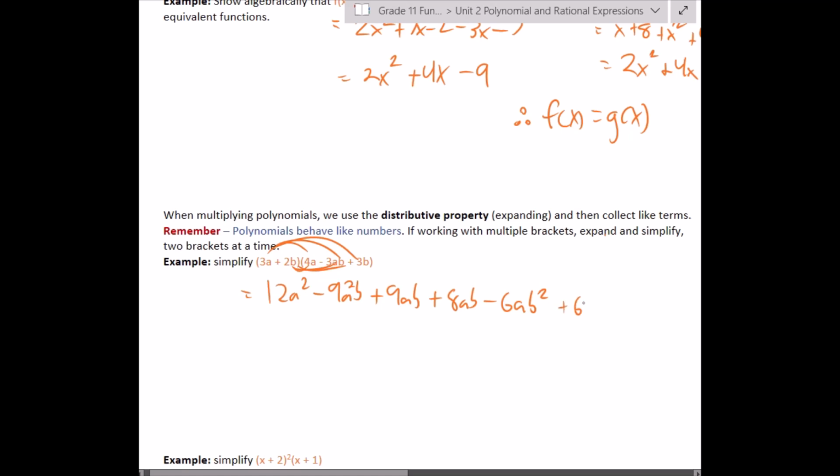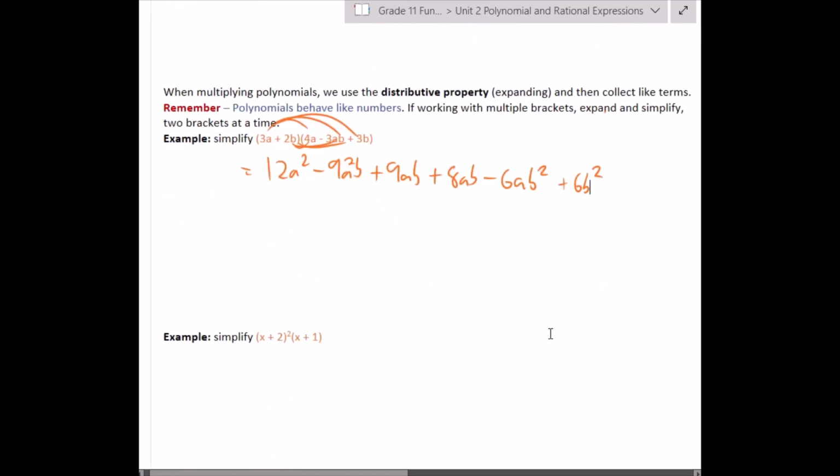Now combining terms here, we only have 2 common terms, or like terms. We have the ab terms. 12a squared and minus 9a squared b are not like terms because, well, they do share a squared, but this term does have a b with it, so these are not like terms. Same as with these b's over here. So we have 12a squared minus 9a squared b, and plus 9 plus 8 is plus 17ab, and then minus 6ab squared plus 6b squared. We cannot simplify any further here. We have no more terms.